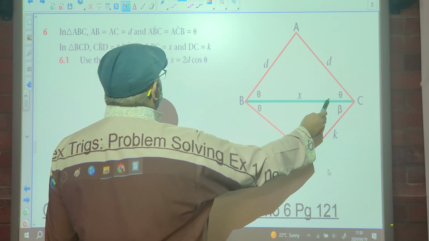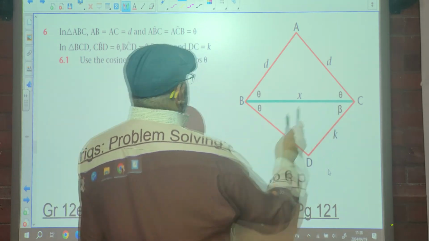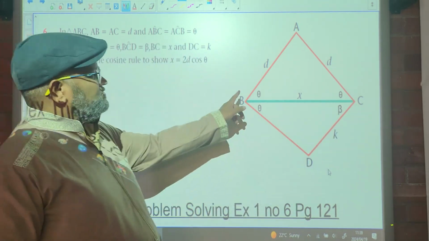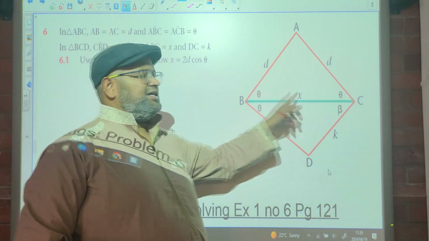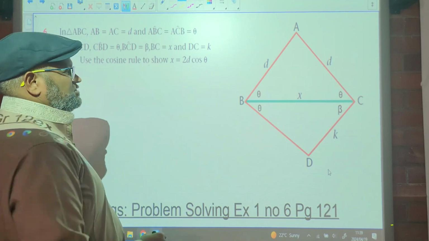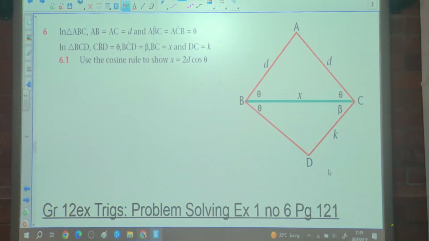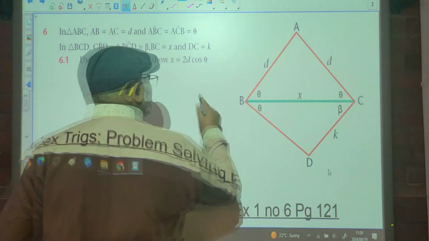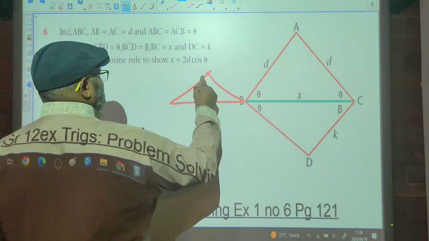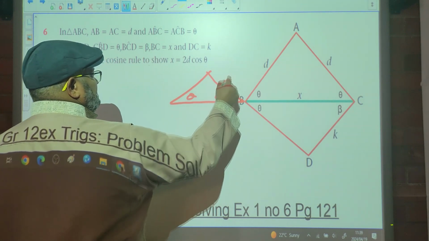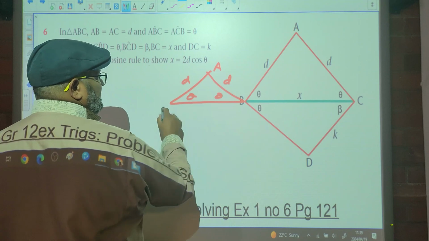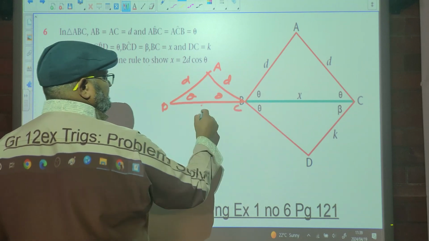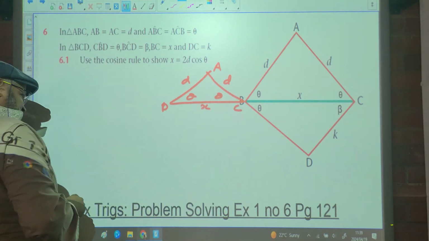What do you notice? There's no K and no beta. So what does that mean? It means I'm working in triangle ABC. So you should see a triangle looking like this, with theta, theta, D, D, and X on side BC.